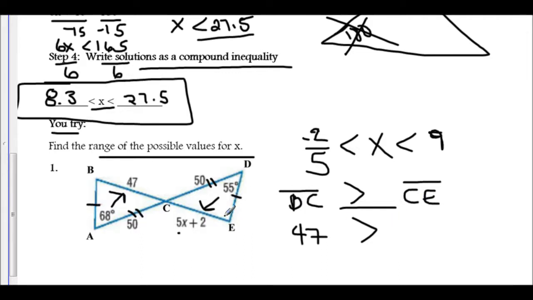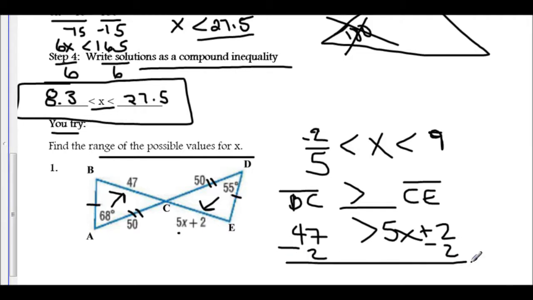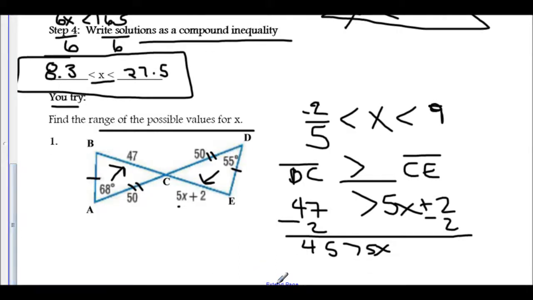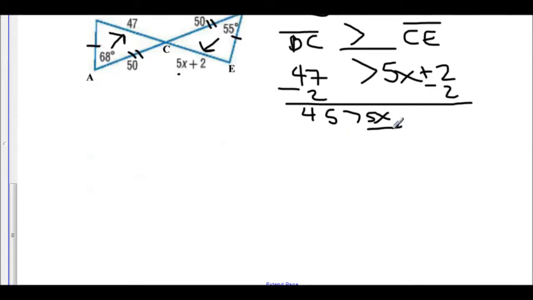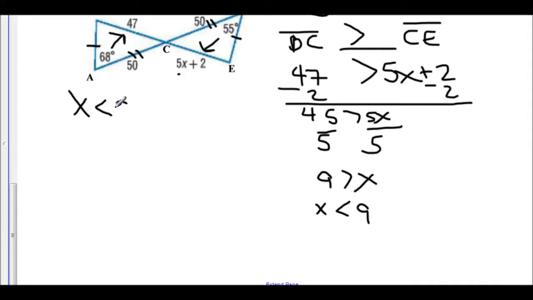So CE is equal to 5x plus 2. That sets us up for our inequality. Just solving for a variable, I'm going to subtract 2 from both sides of my inequality. So I get 45 is greater than 5x. I'm going to divide by 5 on both sides. So I get 9 is greater than x. And I can rewrite this as x is less than 9. So I'm going to write that over here.